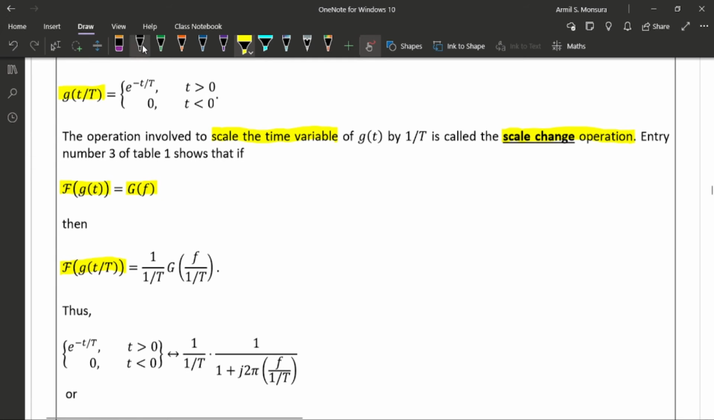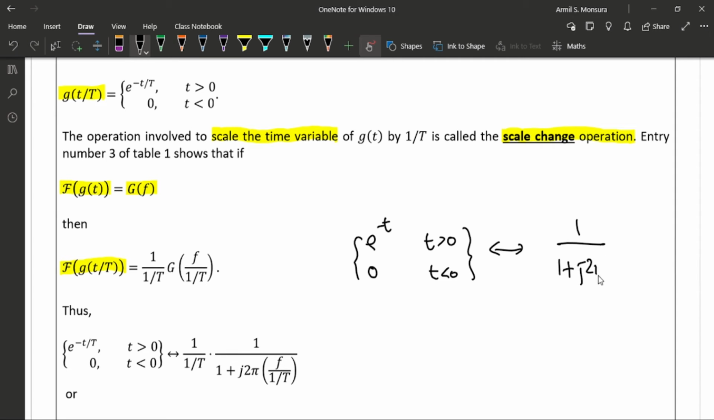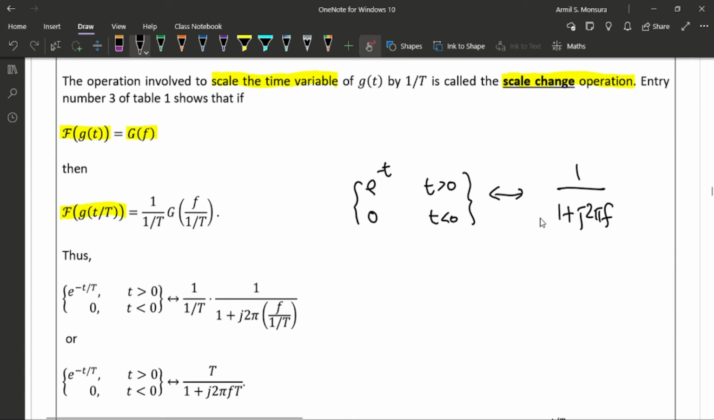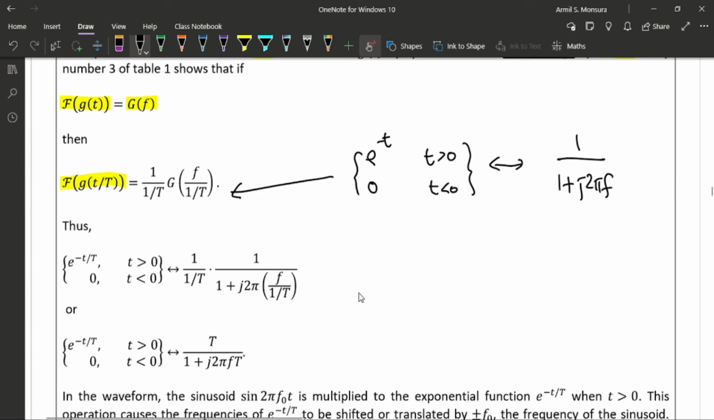So if you now have e raised to negative t for t positive and 0 for t negative, whose transform is 1 over 1 plus j 2 pi f. Tama? Ayan. Kung ito yung original nating transform pair, and we will have to apply this. Tingnan natin mabuti ito. Ibig sabihin nito, yung transform or yung spectrum, we will have to first multiply this by 1 over t. So ito, i-multiply natin nung scaling factor niya. E raised to negative t over t, for t greater than 0 and 0 for t less than 0.